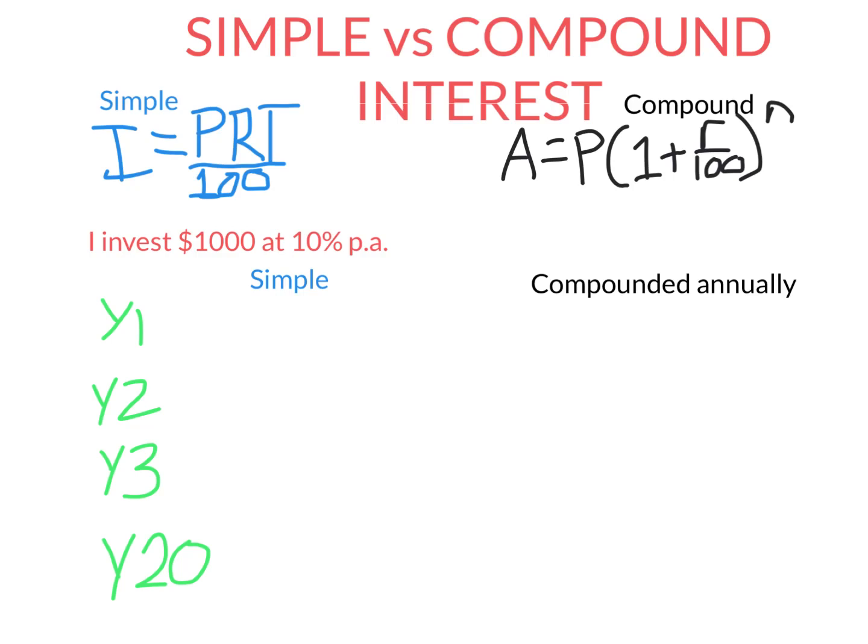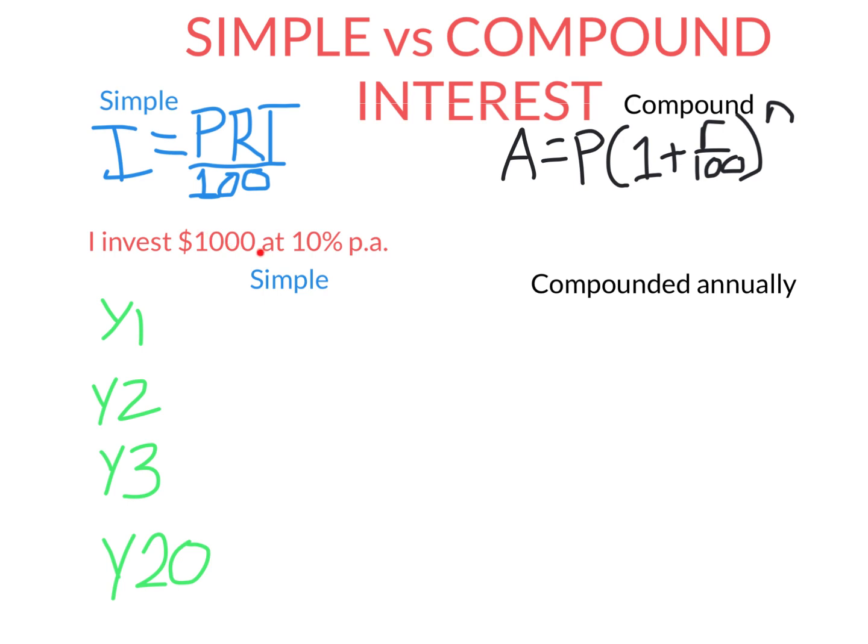Thank you so much for tuning into this video in which we will look at simple versus compound interest. So this is the formula for simple interest. It calculates the interest after a certain amount of time, whereas this formula for compound interest tells you how much you have in total after a certain period of time. So for simple interest, if you want to know how much you would have in total, you need to add the interest to the principal, how much you started with. So let's look at the difference between the two using an example.